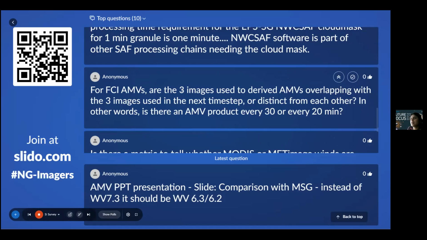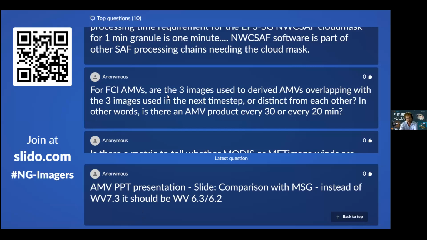For FCI AMVs, are the three images used to derive AMVs overlapping with the three images used in the next time step or distinct from each other? In other words, is there an AMV product every 30 minutes or every 20 minutes? It's two products per hour, but all the images are used. Then we use -10, 0 hour, +10, and then +20, +30, +40. So all the images are used, but it's two different products. There is not any overlap.